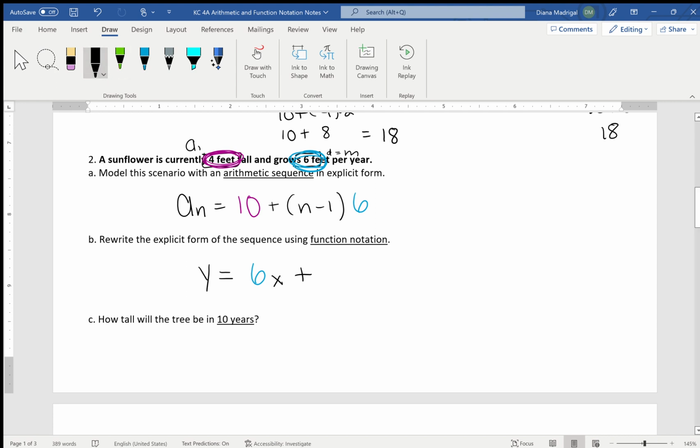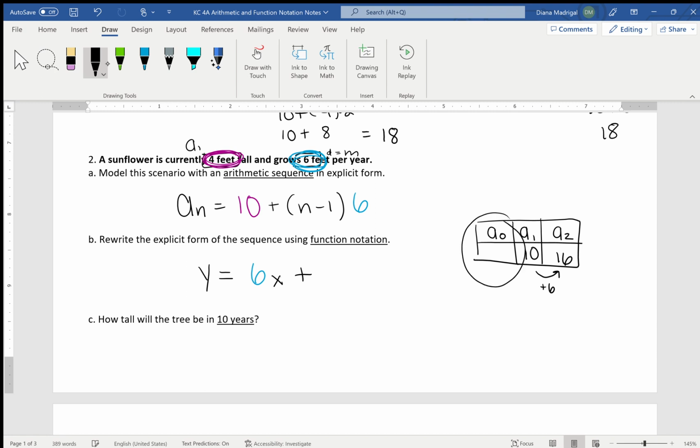Well, again, let's do our table here. And like I said, you don't have to do it if you don't want to. It just helps me out. A0, A1, and A2. A1 is 10. The difference means that I'm adding 6, so this will be 16, but that's not the one I'm trying to find. I'm trying to find the A0, so I need to go backwards. To go backwards, I need to subtract 6. So 10 minus 6 gives me 4. So that means that this right here is my answer, plus 4.